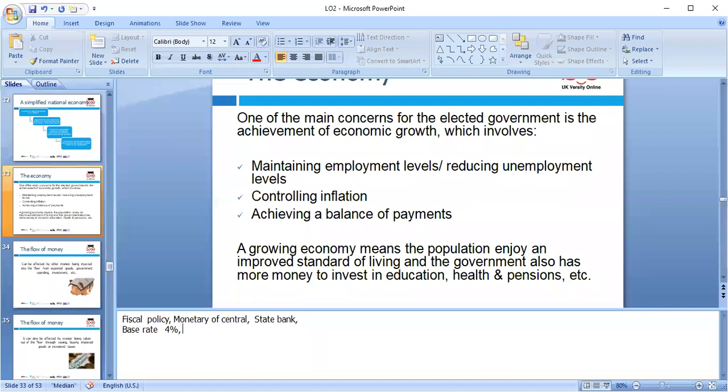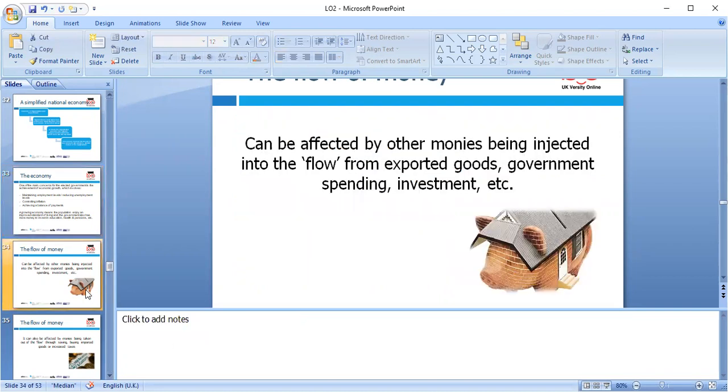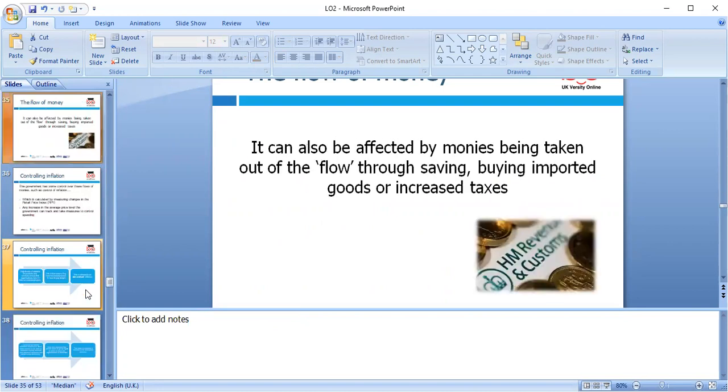Last year in January it was 0.1%, which was nothing; you can even say no interest rate. But now it has gone up to 4% from 0.1% before. That's a huge increase, and due to that, inflation, payments, mortgages, everything went up. So it can be affected by other money being injected into the flow: export goods, government spending and investment. It can also be affected by money taken out of the flow through saving and imported goods.